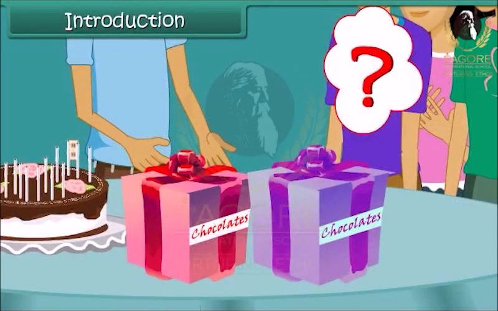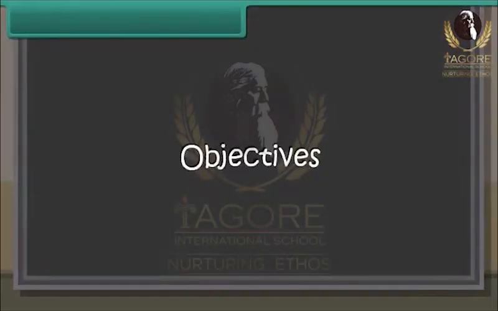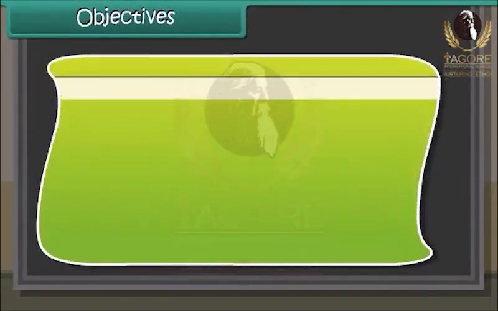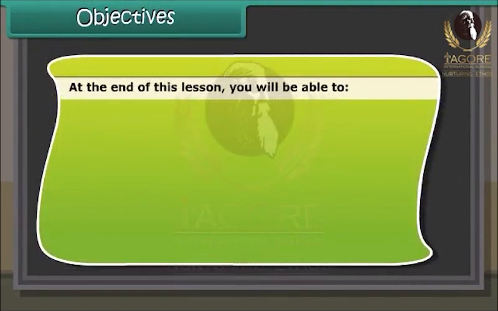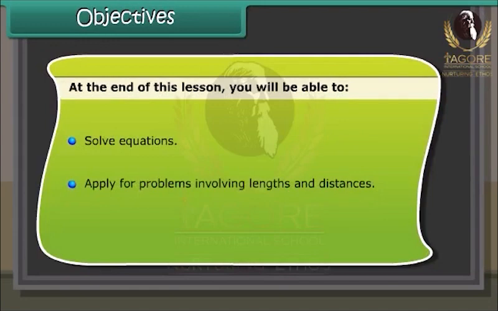In these cases, we use variables for the unknown number of chocolates. By solving the equation formed, we can find the number of chocolates, which is the unknown. Objectives. At the end of this lesson, you'll be able to solve equations applied to problems involving lengths and distances.